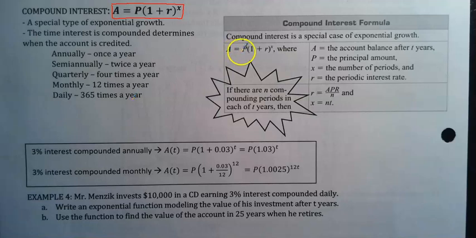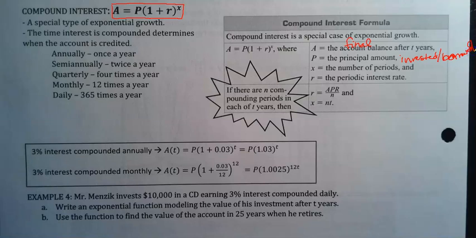Okay. So again, the formula is A equals P times the quantity 1 plus R to the power of X, where A is the account balance after so many years. So this is like our final account balance. You might write final account balance. P is the principal amount. That's the money that you put in, the money invested. You might say the money borrowed could be another one. That's the principal borrowed.